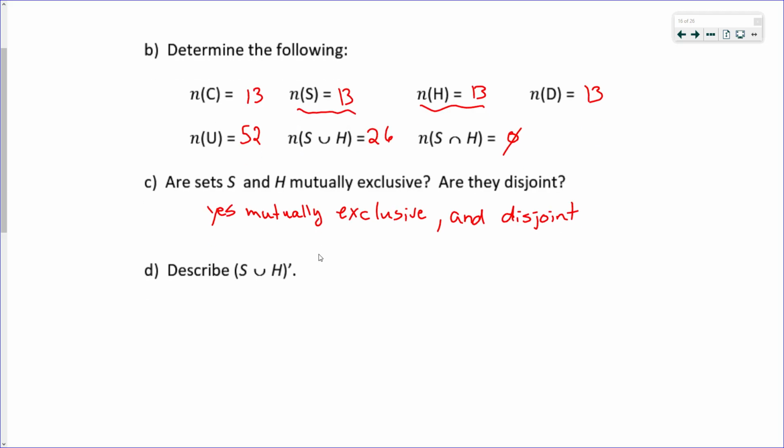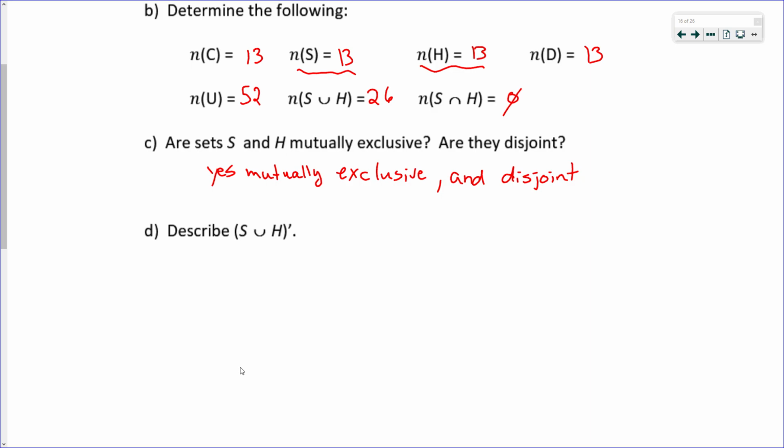And then for describing the complement of S union H, the complement would be the other two sets. So how I'm going to write that is the complement of S union H. That's everything that's not found in S and in H, which would be the other two sets, C and D. So that would be the union of clubs and diamonds.